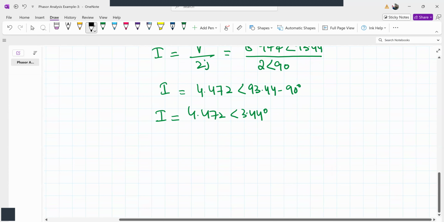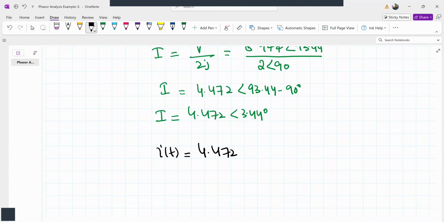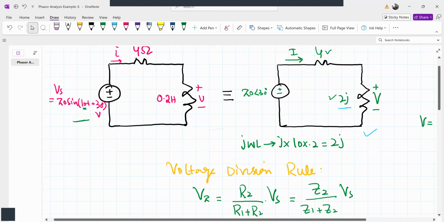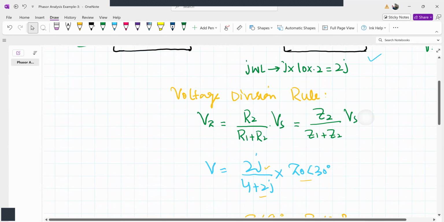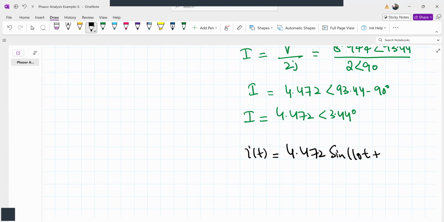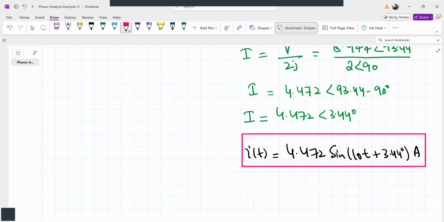Now we need to find I of t. So I of t will be simply equal to, amplitude is 4.472. Again, since we started with sine, since our reference is sine, we'll write the answer in terms of sine. So sine of 10t, frequency is 10, plus the angle 3.44 degrees, amperes. So this is the current flowing through this series circuit. Okay, I hope you understood this. So this is very, very simple, right? Okay.